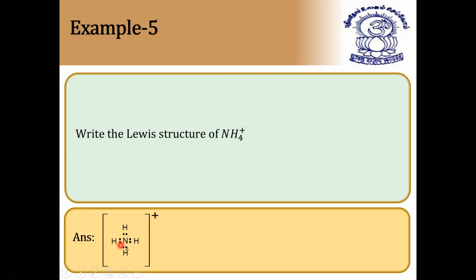Nitrogen shares 1 electron with each hydrogen, total 4. So it will get single bonds on all 4 sides, and on the whole it will have less because one more electron is being lost. It has 5 valence electrons, but out of these it is using only 4 because there are only 4 hydrogens. For example, here I will write nitrogen with 5 valence electrons. The first valence electron goes to this hydrogen, then the second, third, and fourth. And the fifth, that missing electron, will show up as the positive charge.